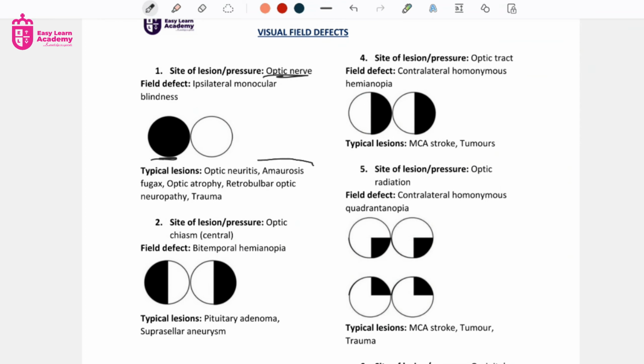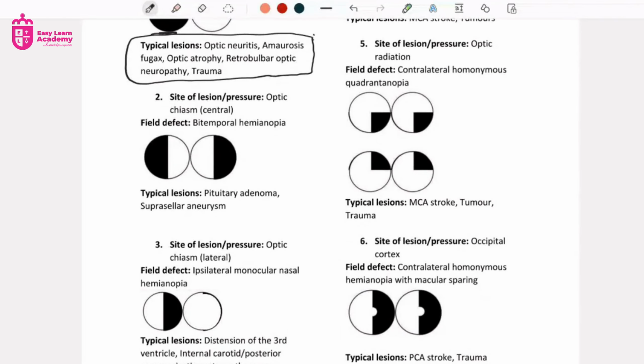So these are some of the things that can cause monocular vision loss: amaurosis fugax, optic atrophy, retrobulbar optic neuropathy, trauma, optic neuritis. These are causes of monocular vision loss. So the same thing with the optic chiasm.